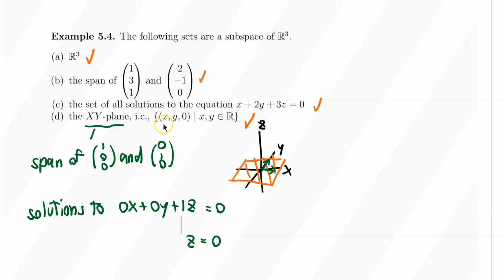And that's basically what I have here. My x and my y can be anything, but my z has to be 0. So technically, I can view this subspace, the orange plane, as a span of some two vectors, or I can think of it as a solution to a homogeneous equation here as well.